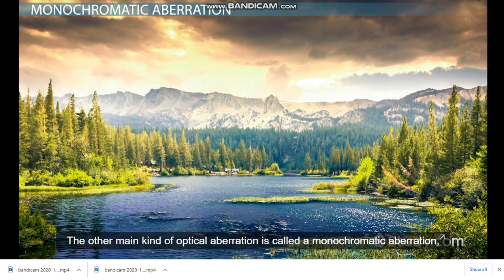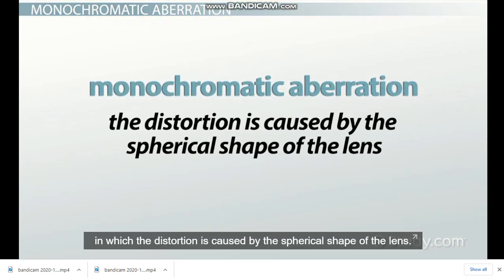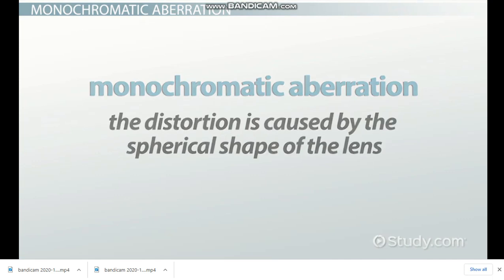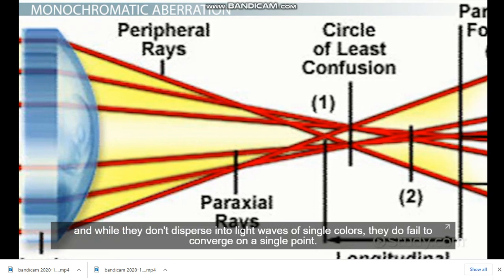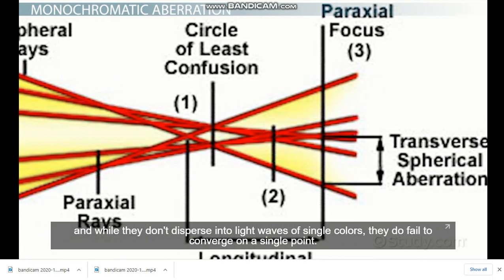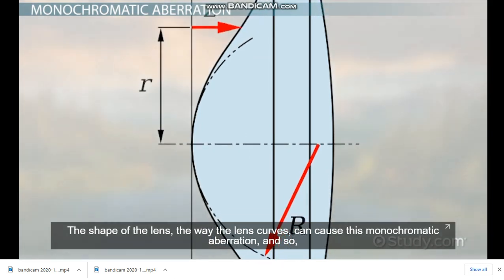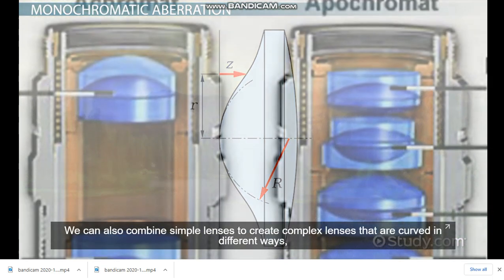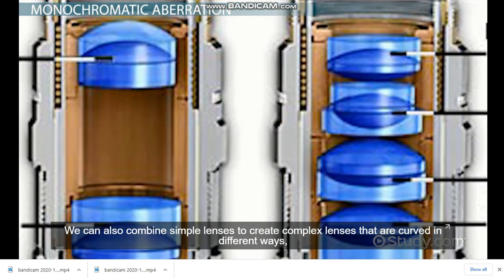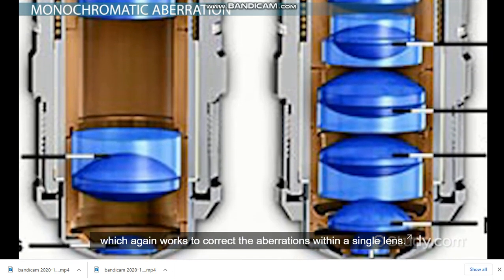The other main kind of optical aberration is called a monochromatic aberration, in which the distortion is caused by the spherical shape of the lens. Basically, some light comes through the lens at sharper angles than others, and while they don't disperse into light waves of single colors, they do fail to converge on a single point. The shape of the lens, the way the lens curves, can cause a monochromatic aberration, and so reshaping the lens is one way to attempt to fix it. We can combine simple lenses to create complex lenses that are curved in different ways, which again works to correct aberrations within a single lens.